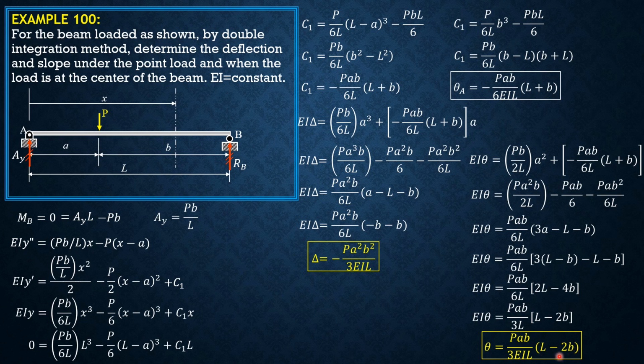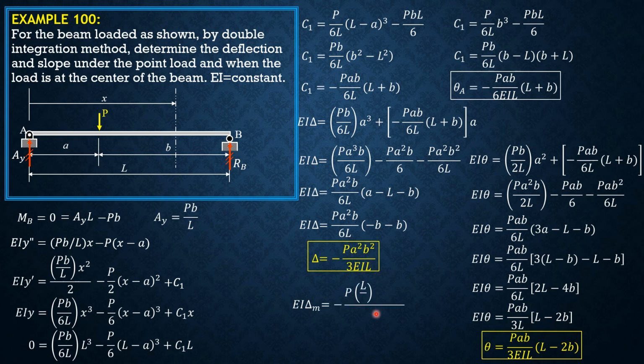This becomes L minus 2 times L over 2. So this is 0. That's why theta is 0 when the load P is at the center. So we'll just derive the maximum deflection, and we expect that it is negative PL cubed over 48 EI, after we substitute A is L over 2 and B is L over 2.